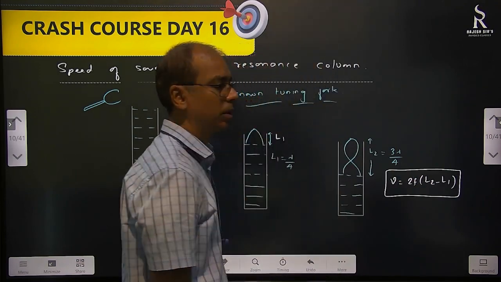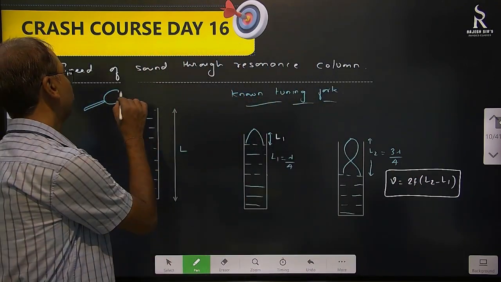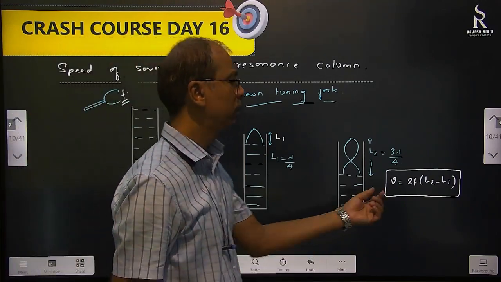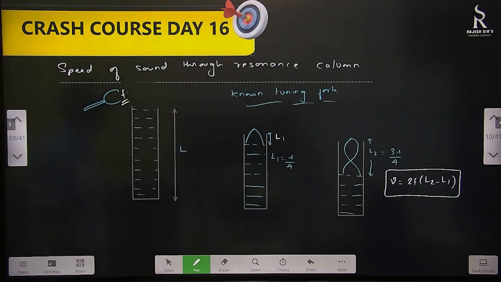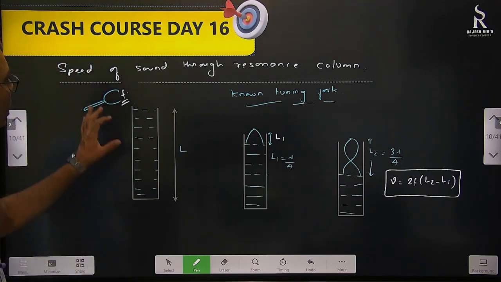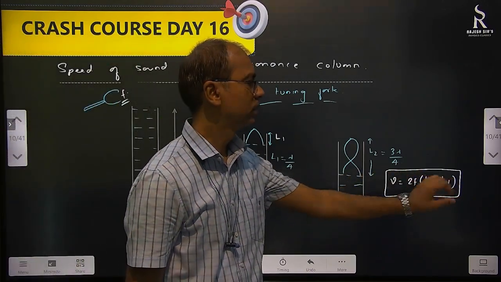Speed of sound is equal to 2 times frequency. Which frequency? Frequency of tuning fork. So V equal to 2F into L2 minus L1. Clear? This we have to remember. V equal to 2F into L2 minus L1. This is the resonance column method through which we find the speed of sound.